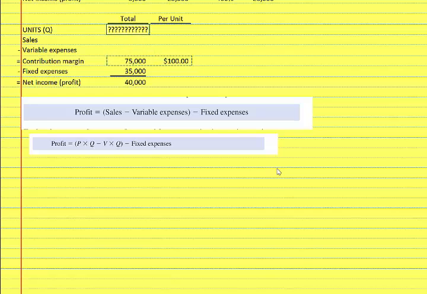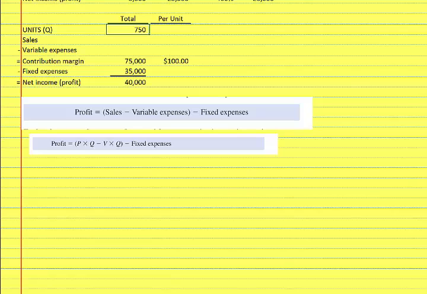And we can compute that by saying contribution margin of $75,000 divided by contribution margin per unit of $100. And that gives us 750 units that we need to sell to earn a net income or a profit of $40,000.